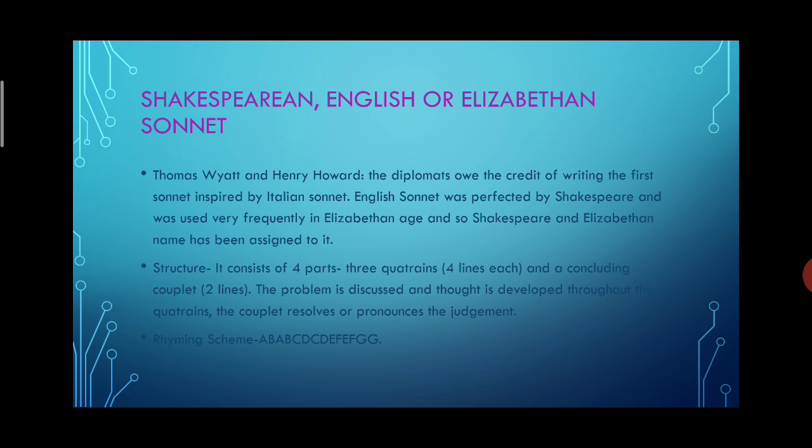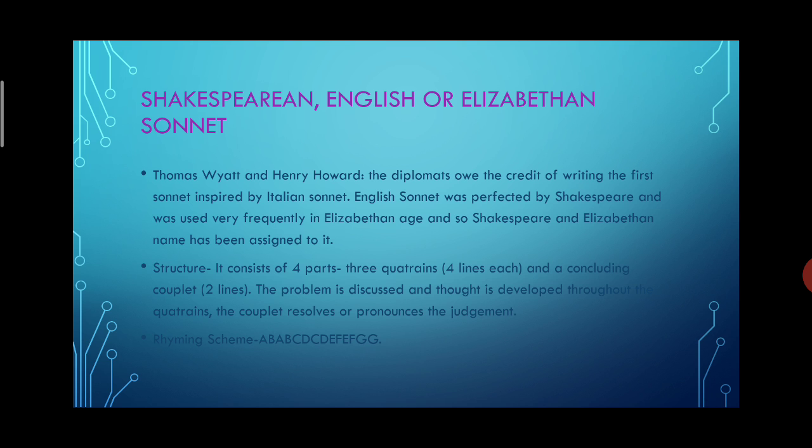So the mastery of Shakespeare over sonnet gave the English sonnet the name Shakespearean sonnet. The structure of a Shakespearean sonnet is different from the Petrarchan sonnet. There are 3 quatrains of 4 lines and a concluding couplet of 2 lines.